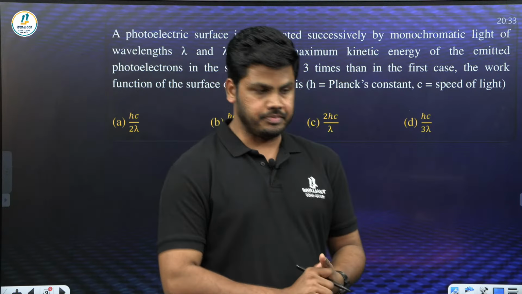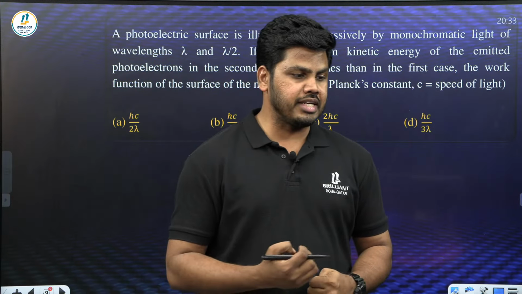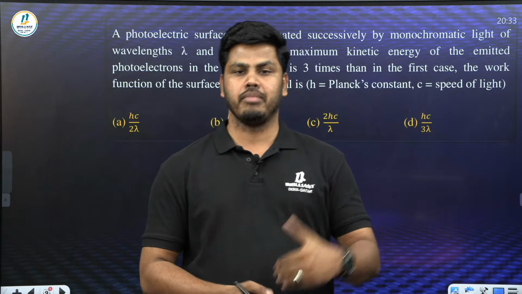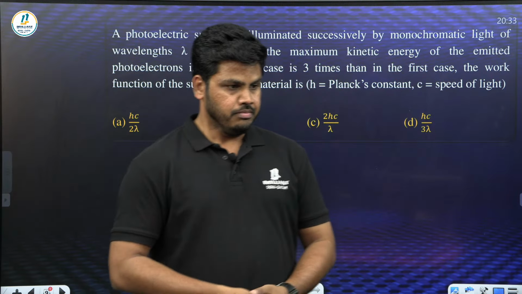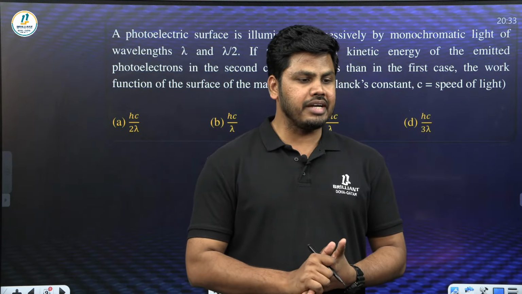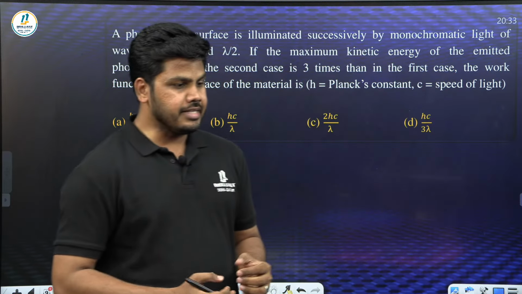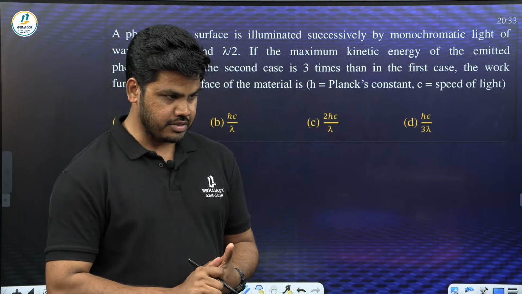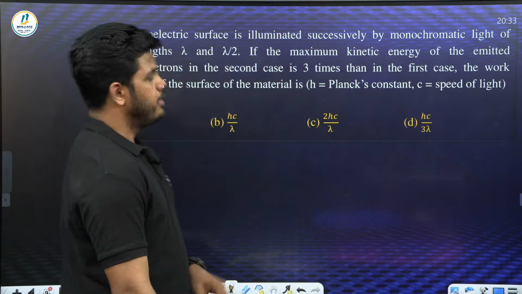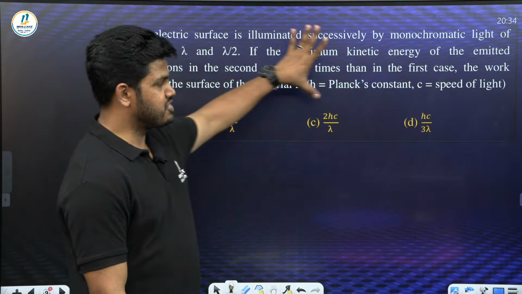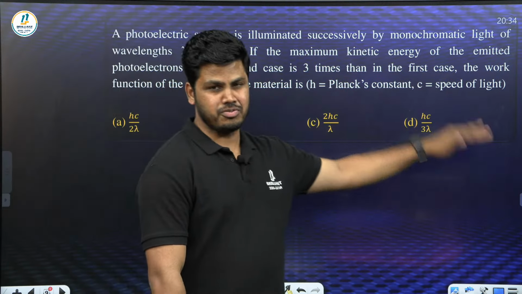A photoelectric surface is illuminated successively by monochromatic light of wavelength lambda and lambda by 2. Two different wavelengths, okay, lambda and lambda by 2. If the maximum kinetic energy of the emitted photoelectrons in the second case is 3 times that in the first case, the work function of that particular photosensitive material is to be calculated. Planck's constant is h and c is the speed of light.